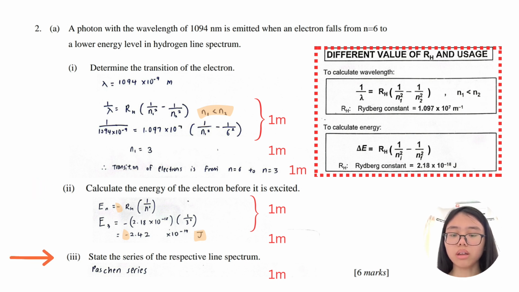For question III, state the series of the respective line spectrum. Since n equals to 3, your answer will be Paschen series.